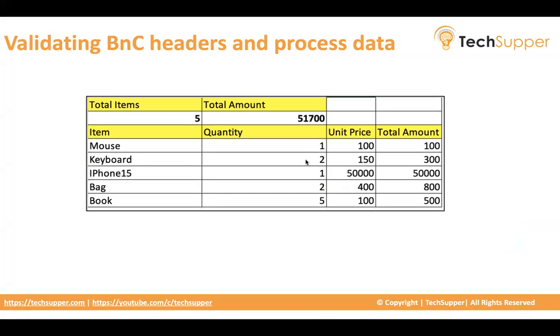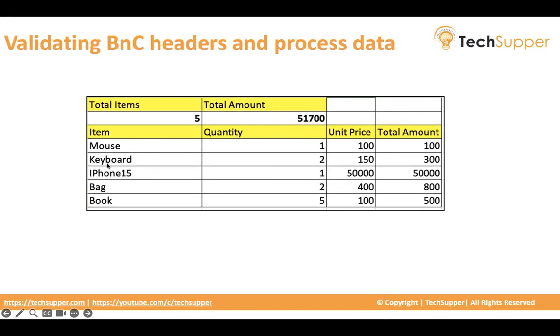So here, considering we have a file which is coming from the source application, where we have the structure of this file like this CSV, with a header: total items, total amount. The total items is 5 and the amount is 51,700. Then we have the details of the item like item, quantity, unit price, and total amount. And there we have the items, quantity, unit price of each item, and then total amount.